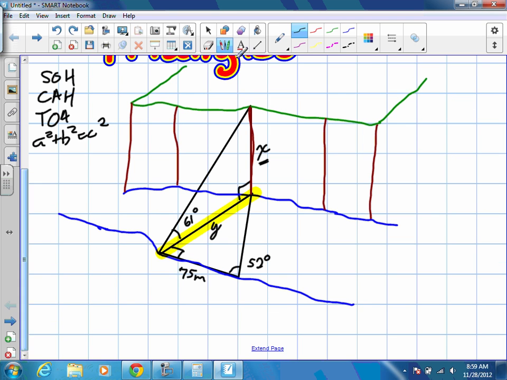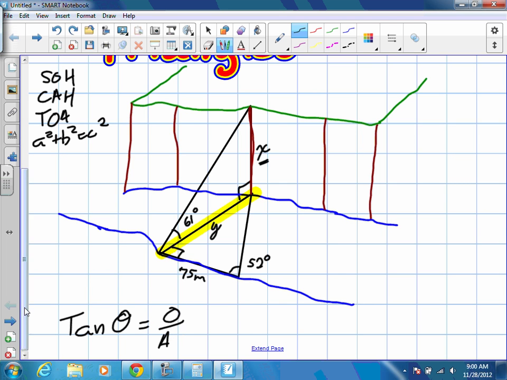Because we have this angle, in reference to this angle, what side is the 75? Opposite, adjacent, or hypotenuse? Adjacent, that's right. And we're looking for what side? Opposite. So adjacent and opposite, which of the three ratios will we be using to solve this? Yeah, tangent, right? That acronym is known as TOA. So tangent theta is equal to our opposite over our adjacent.